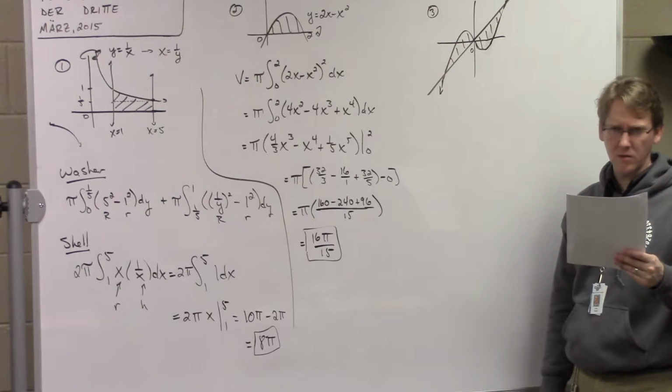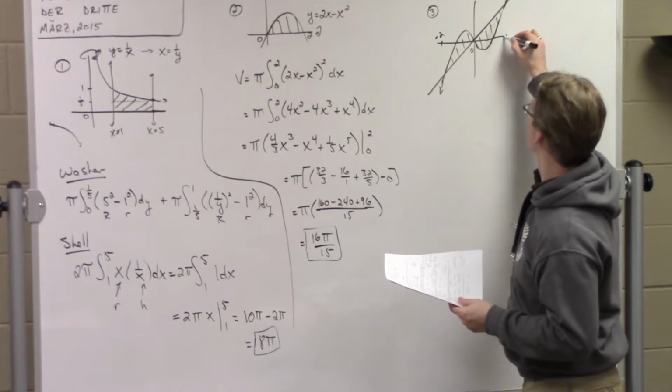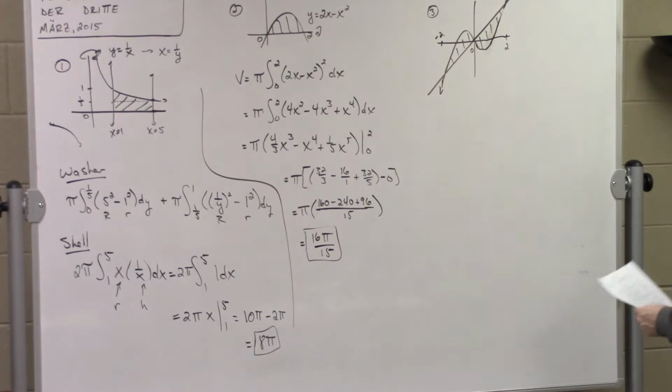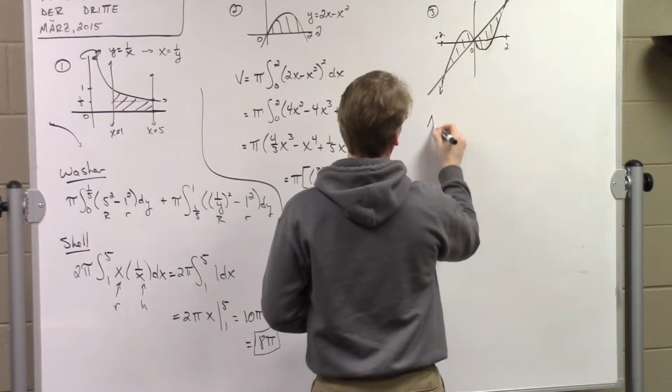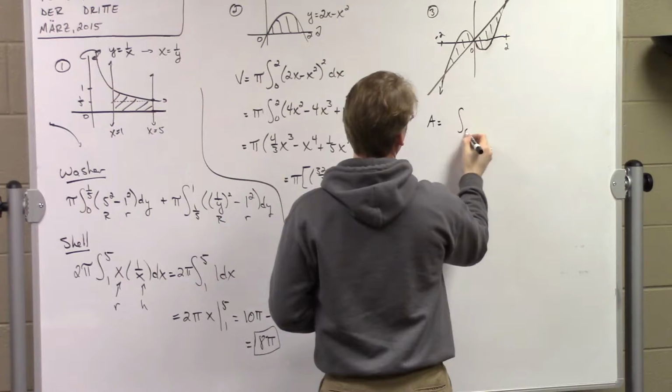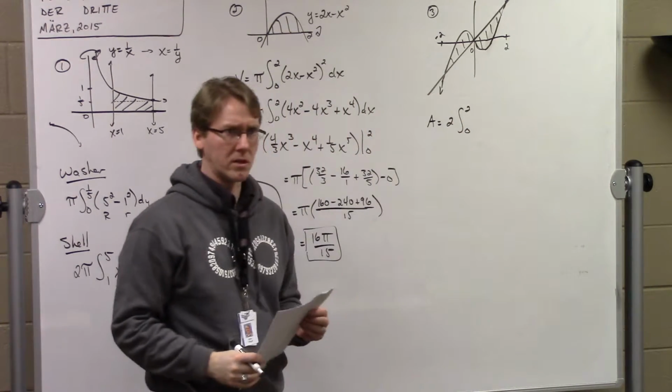I wanna say 2, yeah, with -2 and 2. So here at -2, here at +2 is where they meet. So I'm going to choose to do this. I'm going to go from 0 to 2 and then double it because of the symmetry.